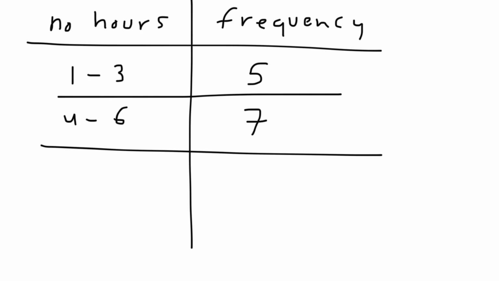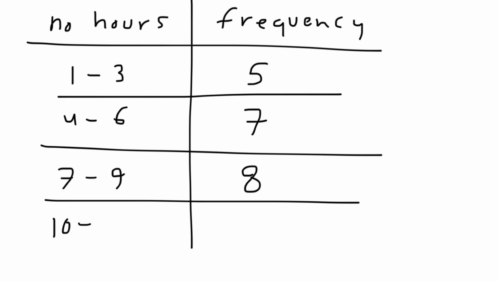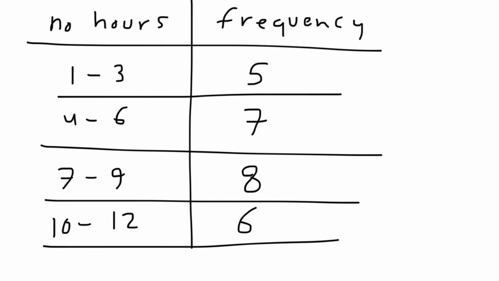And then the number of students who study 7 to 9 hours per week, I found to be, for example, 8. And then the number of students who study between 10 to 12 hours is 6. And the students who study 13 to 15 hours are 3. So this is a frequency distribution table.